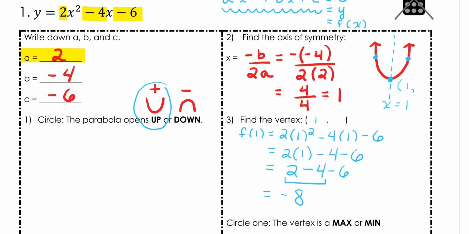So our y value, or f of 1, our output when we put in 1 as our x value, is going to be negative 8. So that means that the vertex for our parabola is going to be at negative 8. So we already have a couple of things that we know about our parabola. We know that it opens up, and we know that the vertex of our parabola is at 1, negative 8. Let's keep going.